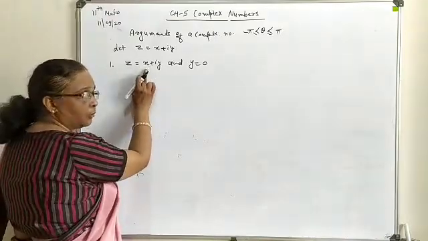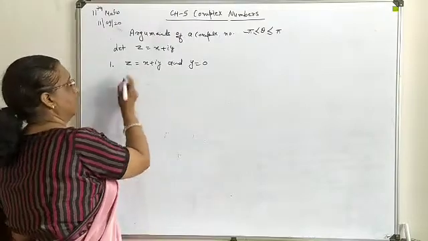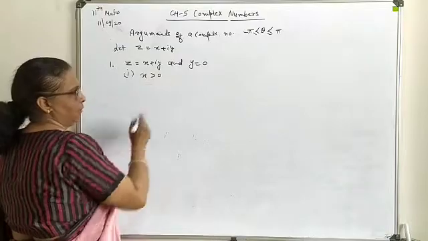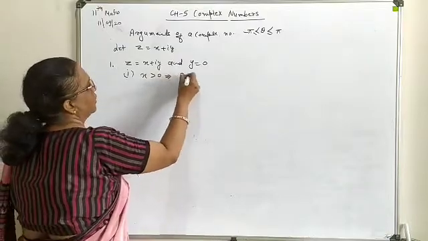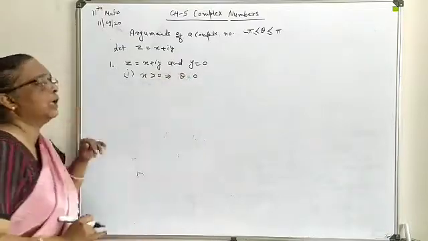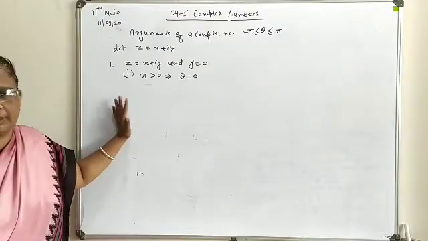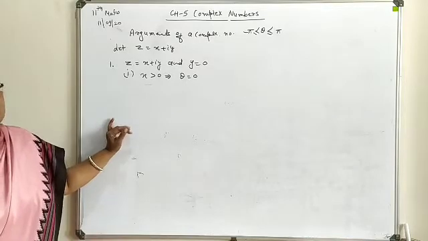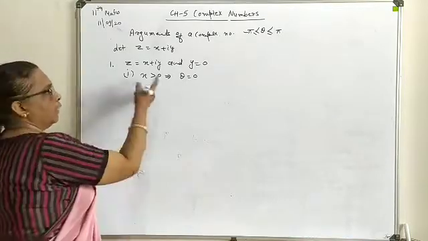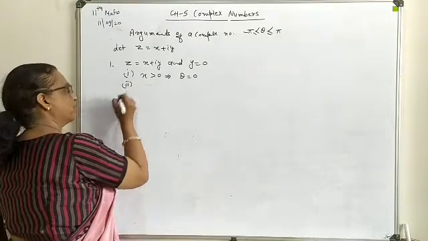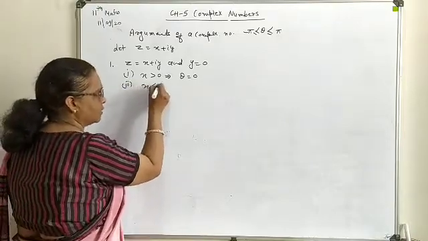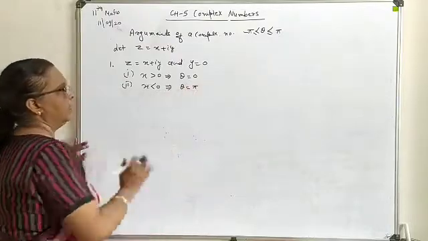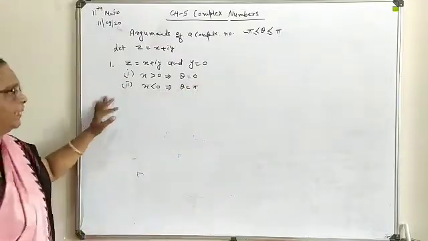Regarding your x, two situations may arise. First one, x may be greater than 0. So at that time your theta will turn to 0. How to evaluate the theta? That we have already discussed. Your cos theta will be x upon r, whereas the sine theta will be y upon r. Now with the same situation, if your x is less than 0, at that time your theta will turn to pi. So this is to be kept in your mind.